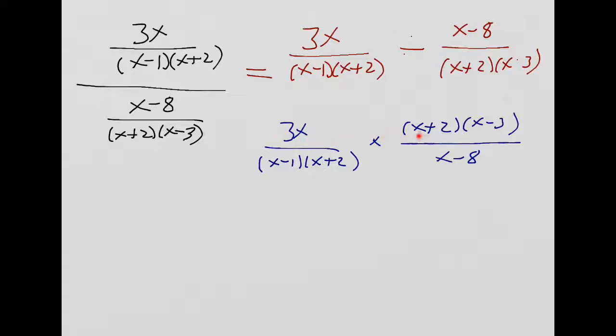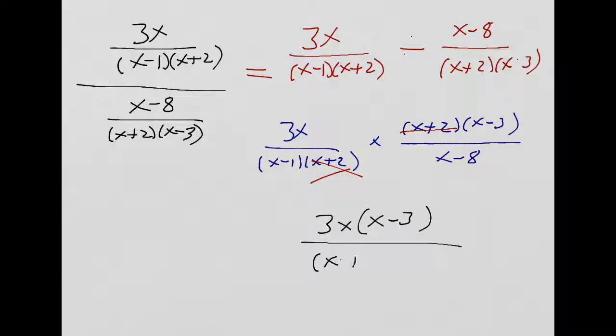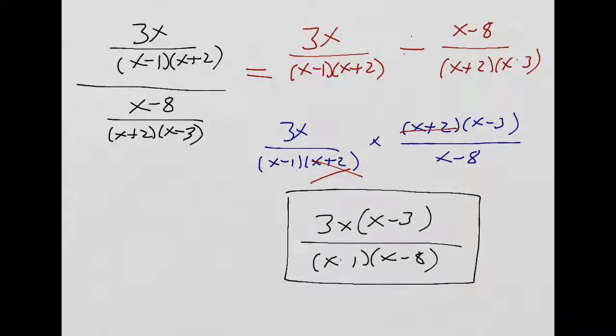And this is good because it's a multiplication now. Multiplication is commutative, so we should be able to see if there's anything we can cancel between the numerator and the denominator. And here there is: we see that same x plus 2 factor. Is there anything else we can cancel out? At this point, there is not. So what's left in the numerator is 3x times x minus 3. In the denominator, what's left is x minus 1 times x minus 8. This is the final answer because there's only one fraction here. So we've successfully simplified this complex fraction.